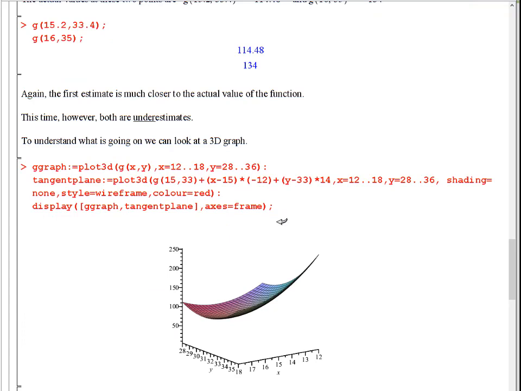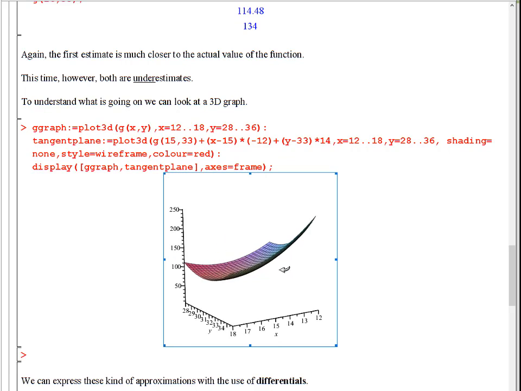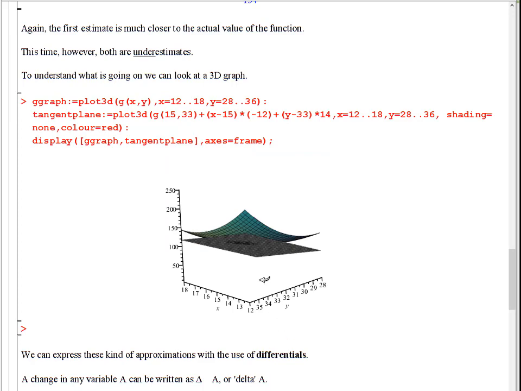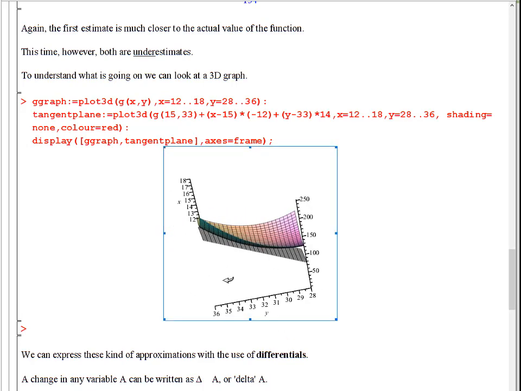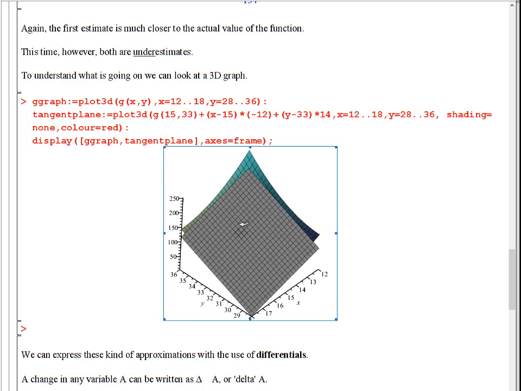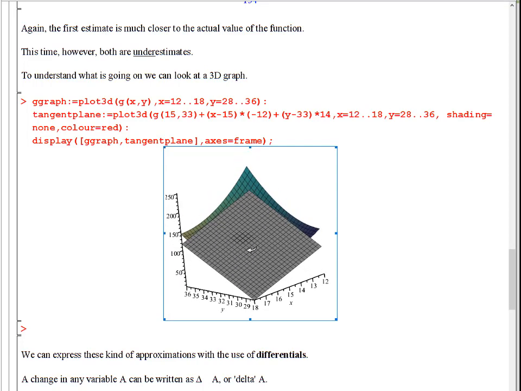Okay, so here's the graph. Oops. So sorry, that might have skipped because the tangent plane did not appear. But here we've got the function is the curved surface, that's the function g, and the tangent plane here is the flat surface. And the tangent plane is drawn to touch the curve at exactly the point x is 15 and y is 33, so that's the point here.